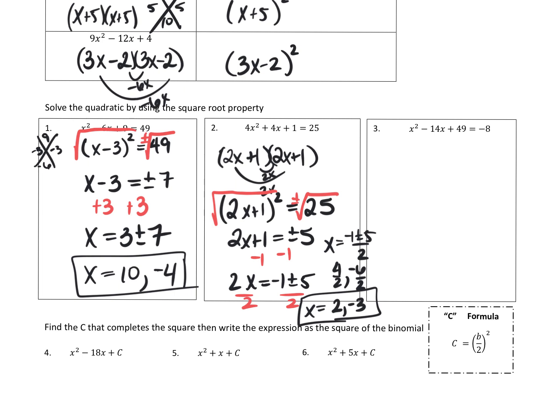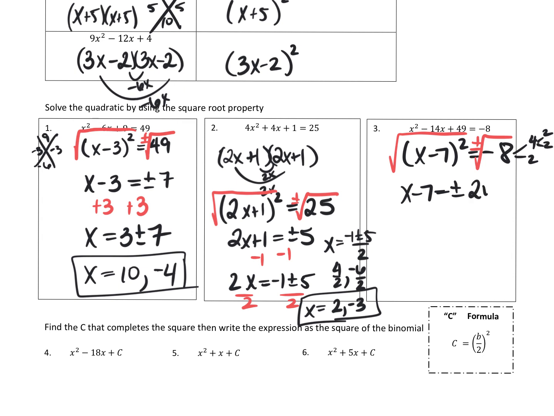Can you take a second and try number 3? Factor the left side. Okay, so x squared minus 14x plus 49 factors to what? X minus 7 squared. And we're going to take the square root of both sides, plus or minus. Every time I take the square root of both sides to solve an equation, I need a plus or minus. So x minus 7 equals plus or minus the square root of negative 8.